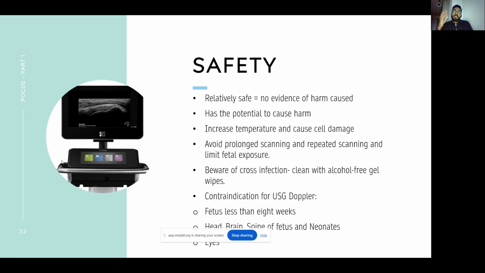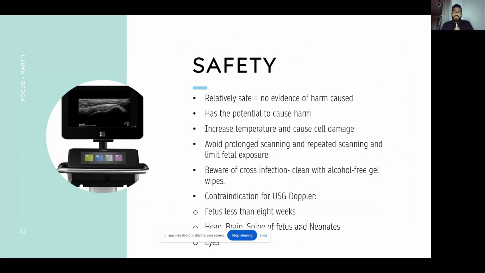So also, one more thing I want to mention is that in the case of ultrasound Doppler, there are contraindications. You should not be using it in fetuses that are less than 8 weeks. You should try to avoid using it for head, neck, or spinal scans in fetuses or neonates. And you should not use ultrasound Doppler in eyes. Why? Because it increases the local heat production in that particular area and can cause damage.